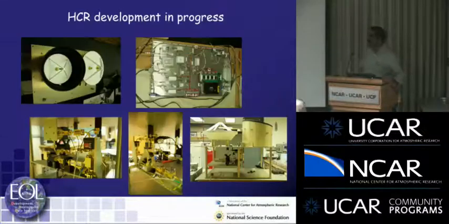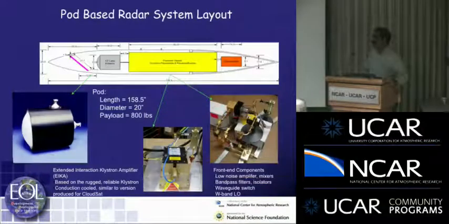This radar was built in stages. If you see here, it was on a bench for a number of years. It took a while to put all this high power electronics and data systems into a pod. The pod looked like that. The pod is about 160 inches long, 20 inches in diameter. It can carry up to 800 pounds. This radar itself weighs about 500 pounds. And so it's built within that pod.